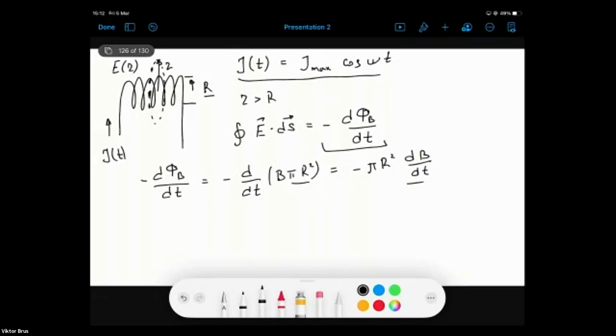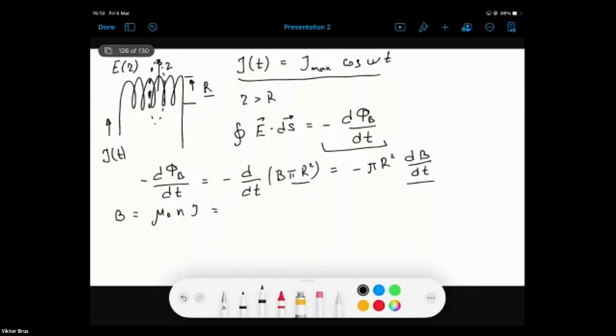So this will be the derivative of magnetic field, like magnetic field change over time inside the solenoid. Also we know that the magnetic field in the interior part of the solenoid is equal to mu naught times n, the number of coils per unit length, times I, or the electric current which flows through this solenoid.